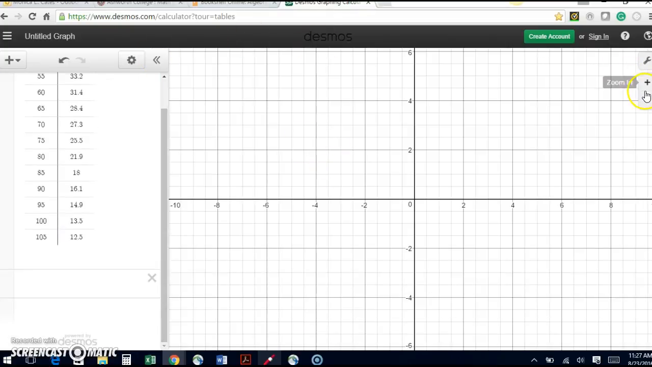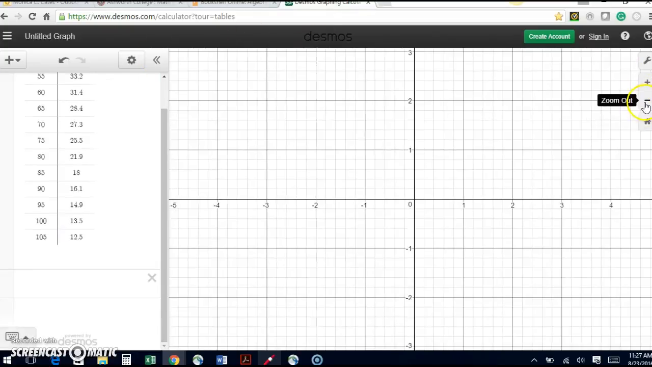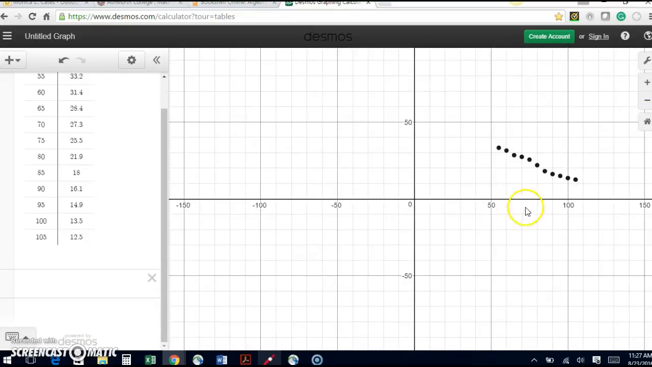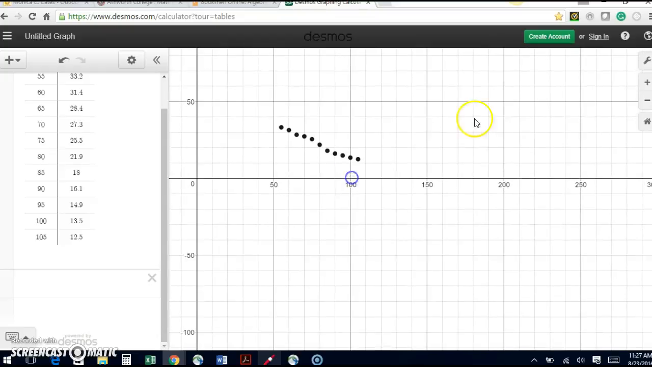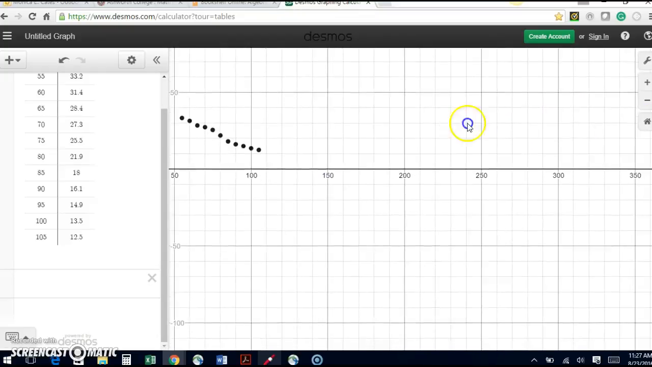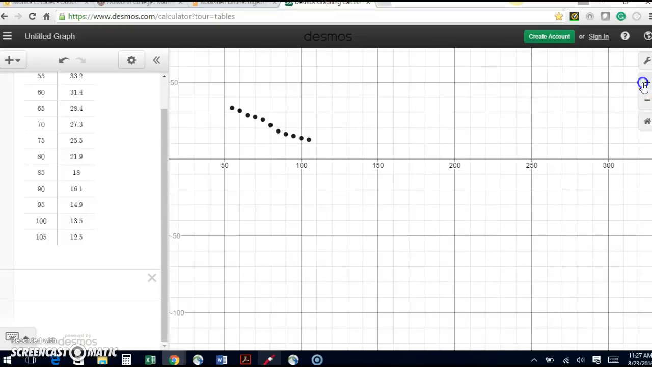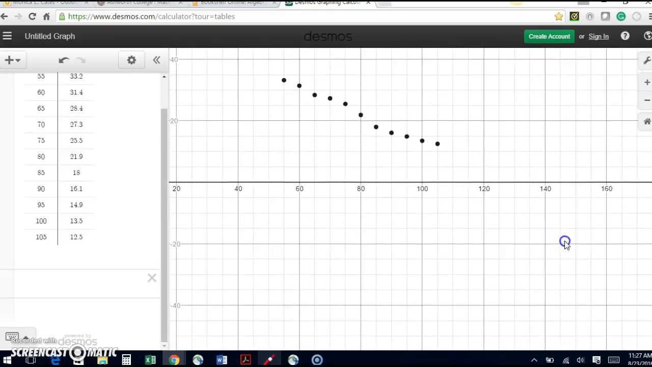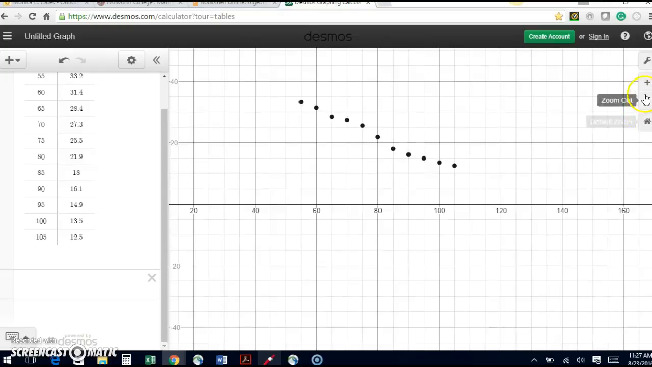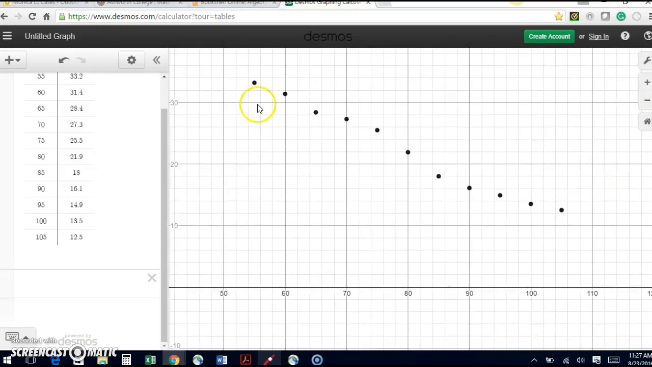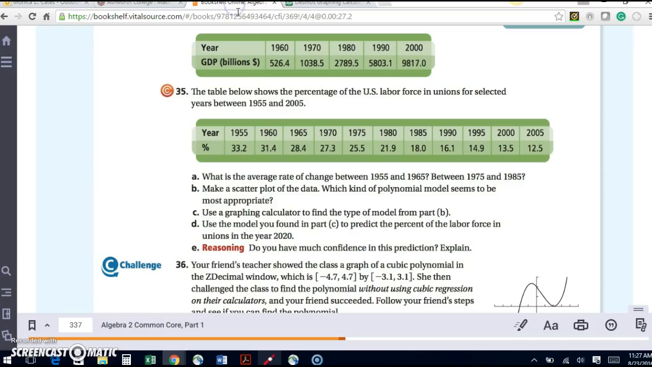And I don't see it, so I'm going to zoom out to see if I can find it. There it is over there. So I'm going to move my table over here. Zoom in just a little bit. And it asked me, this looks pretty linear to me. Got a few places off, but it definitely looks linear. So that's what I would put for B.